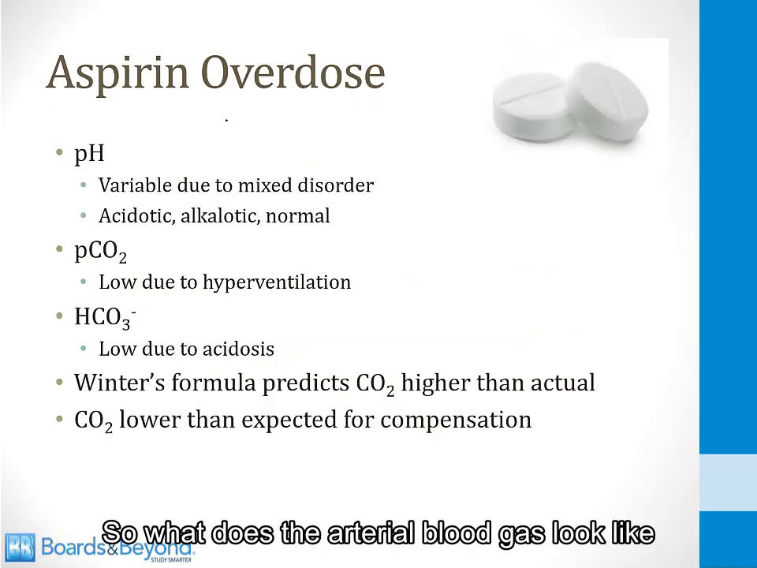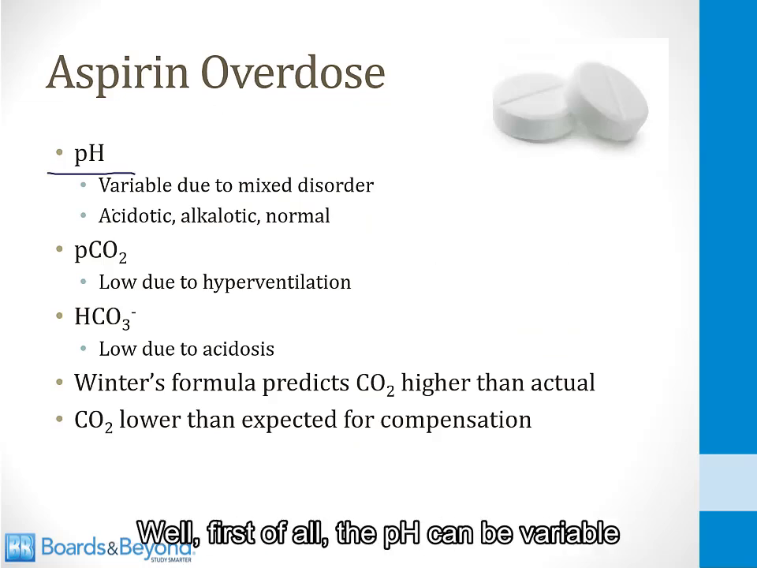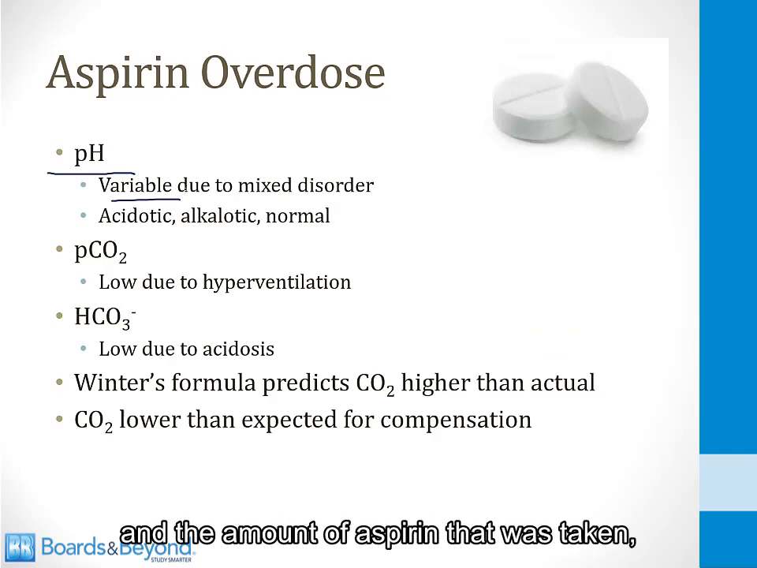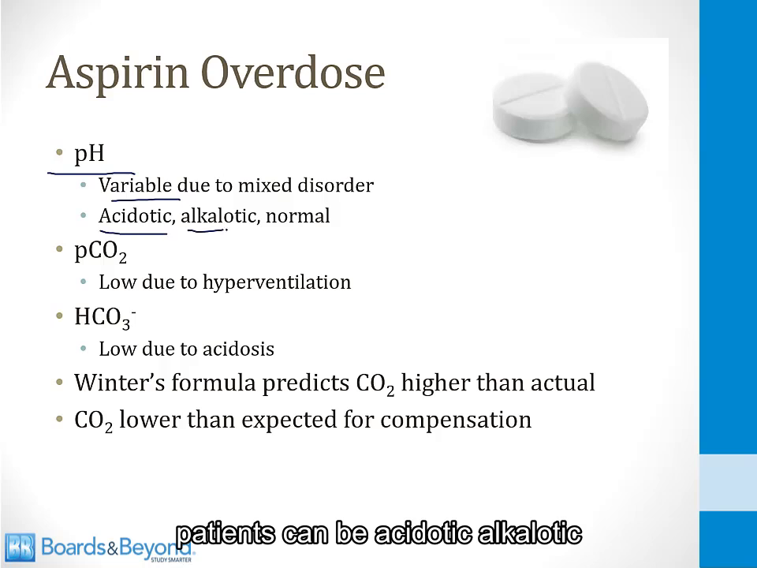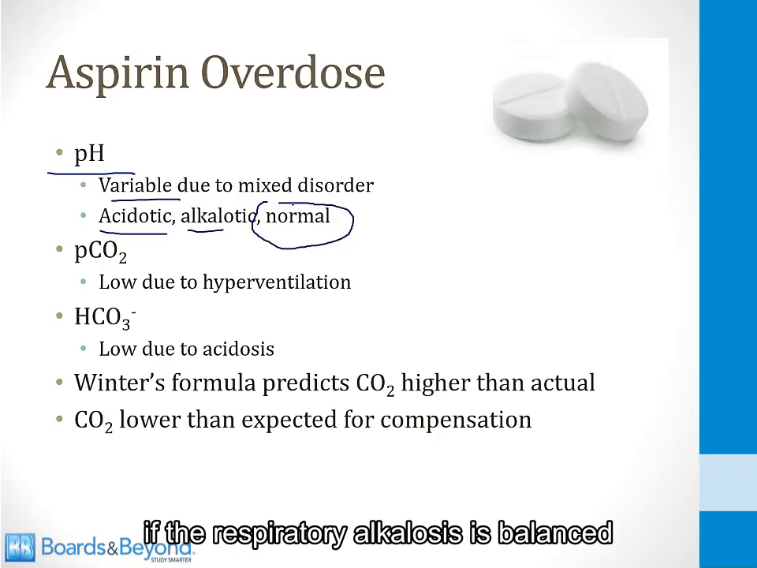So what does the arterial blood gas look like in a patient with an aspirin overdose? Well, first of all, the pH can be variable because it's a mixed disorder. Depending on the time course and the amount of aspirin that was taken, patients can be acidotic, alkalotic, or even have a normal pH if the respiratory alkalosis is balanced by the anion gap metabolic acidosis.